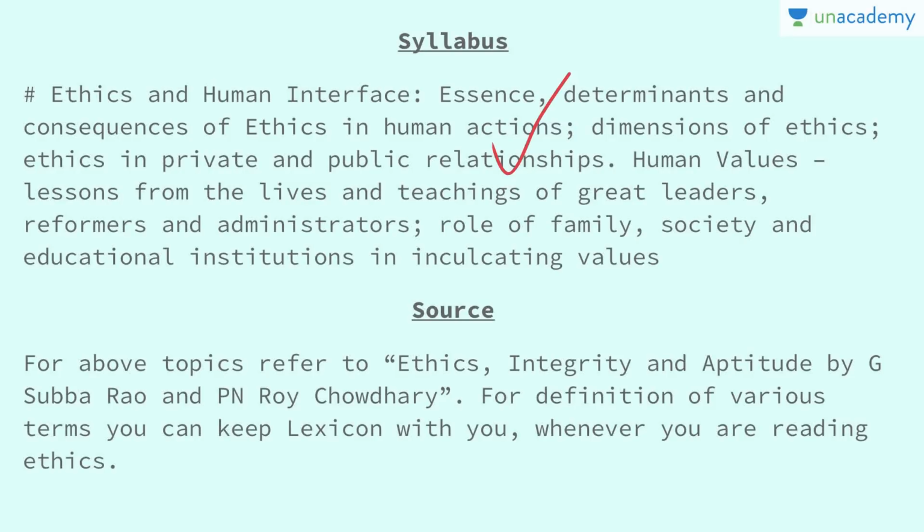Now human values. Here comes the important thing, lessons from the lives and teachings of great leaders. So they can ask you what are the ethical values of Mahatma Gandhi. Straight away this question can come. Vivekananda or anybody. Then great leaders, great reformers, administrators, all these are important. Then the role of family, role of society, and role of educational institutions in inculcating values in yourself and developing values and giving birth to the values inside a human being. So obviously these play a huge role.